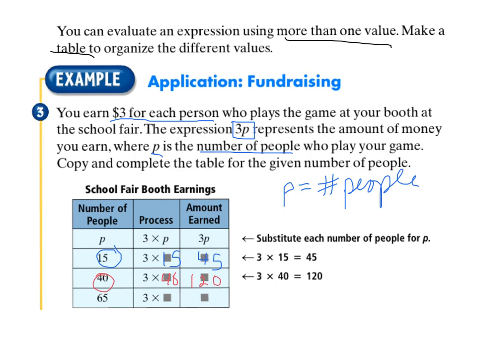Then we're going to do the same thing for 65. 3 times 65 is 195. So the amount they earned was 195. So you can take whatever value they give you and just replace whatever your variable is with that amount, and just do whatever they want you to do. If they want you to multiply or divide or add or subtract, you just replace the letter with whatever number they gave you for that letter and do the math.